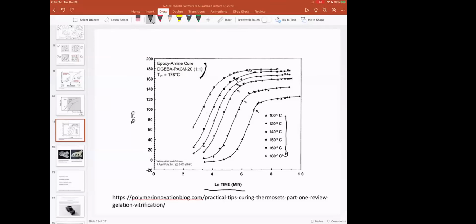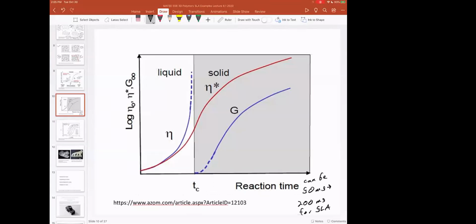And then we're going to talk about how you get the properties that you need in a specific part. Any questions so far? Dr. Hickner. Yep. On the previous slide, could you go over what the eta naught or eta star was?